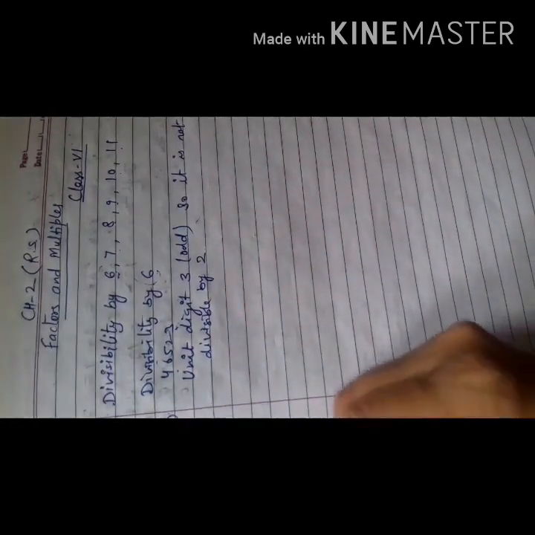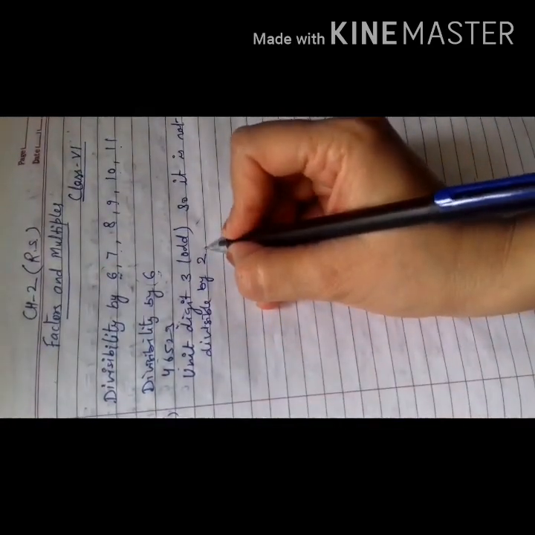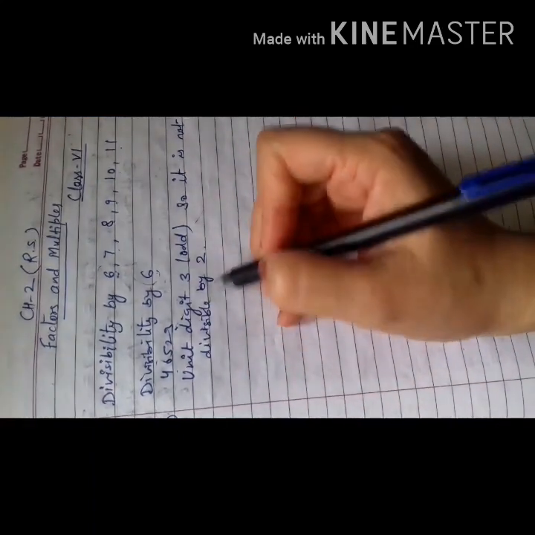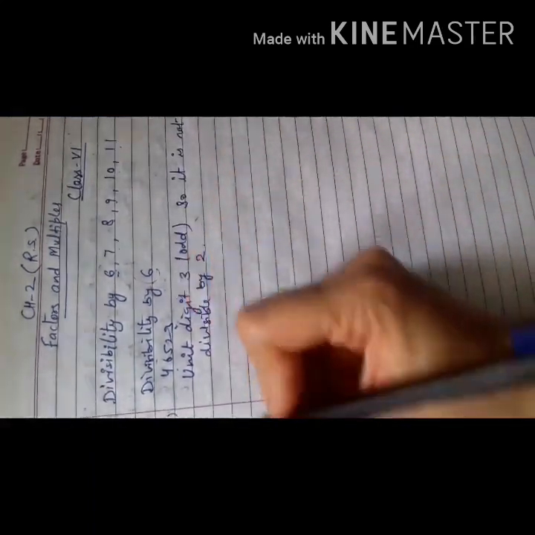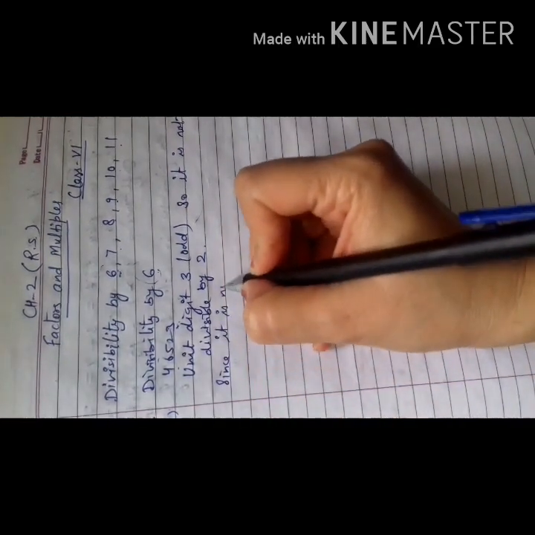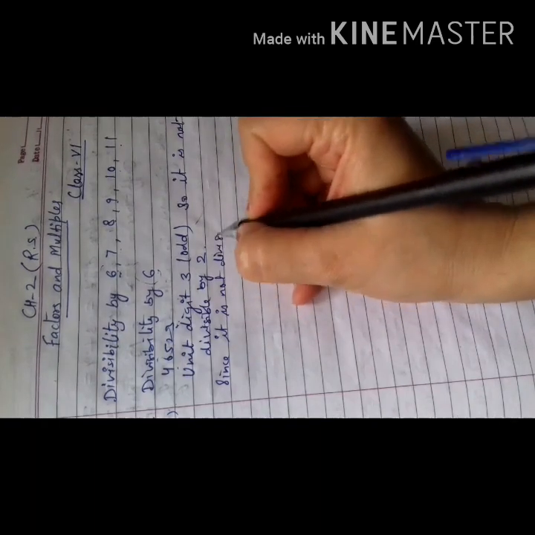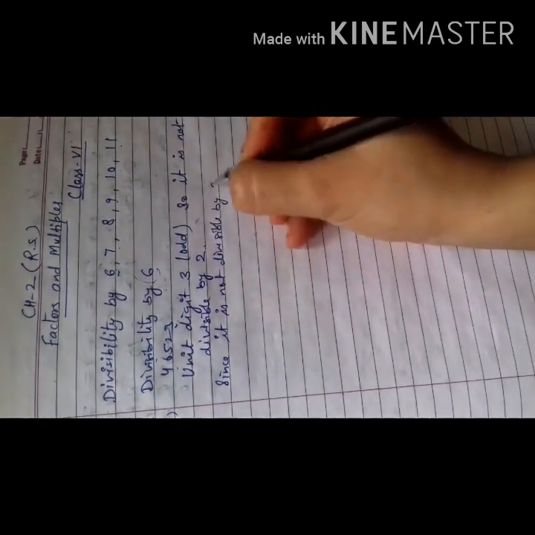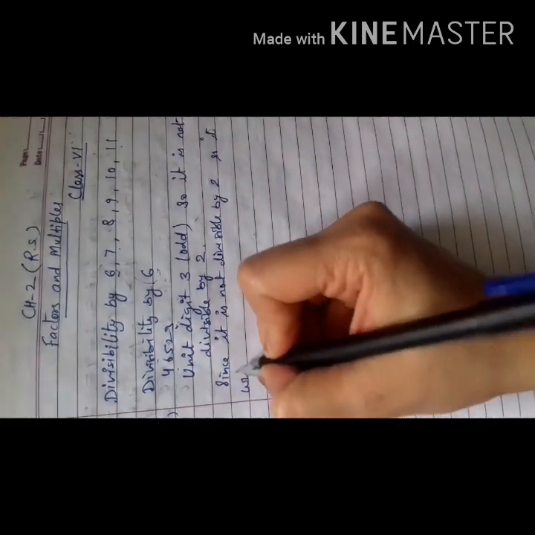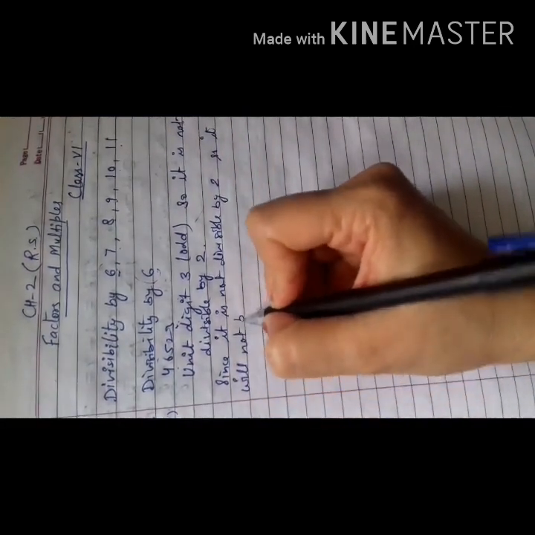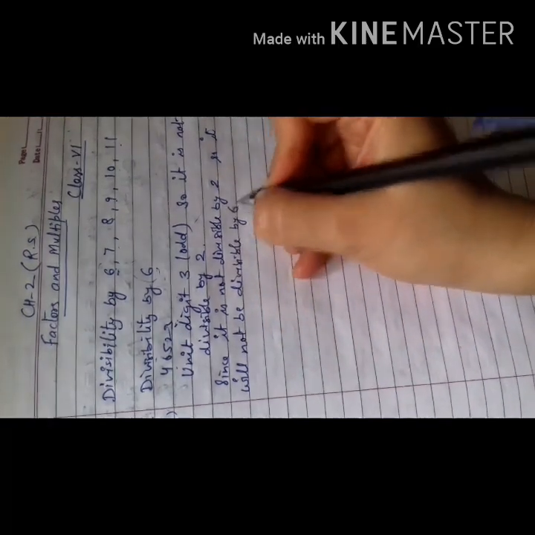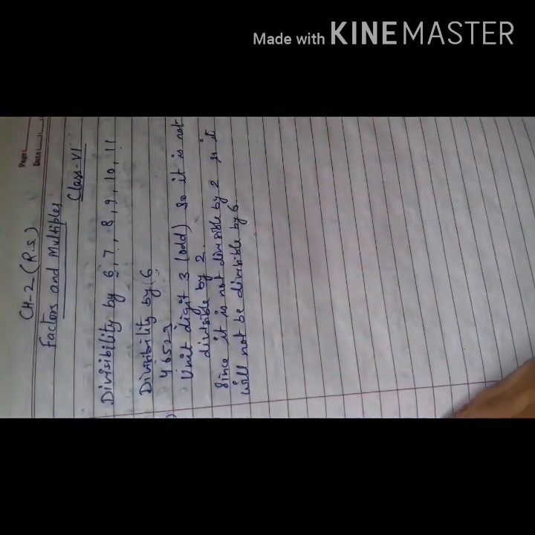If it is not divisible by 2, then there is no need to check divisibility by 3, because automatically it is not divisible by 6. Since it is not divisible by 2, it will not be divisible by 6. Like this you have to do.